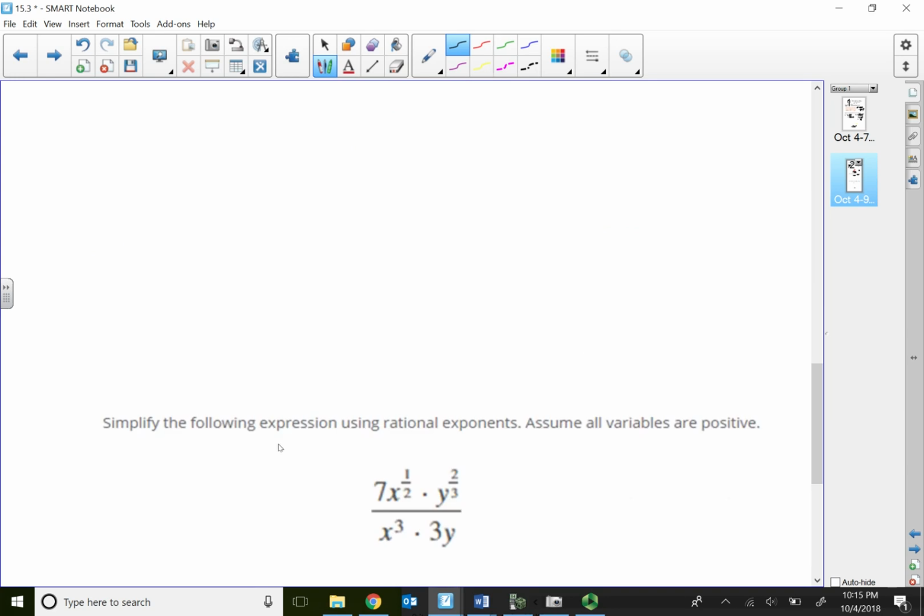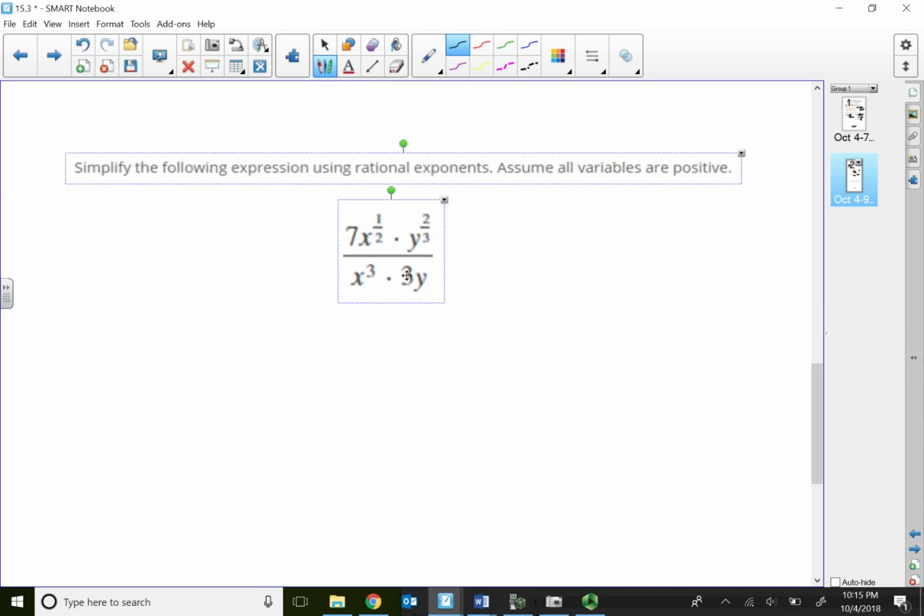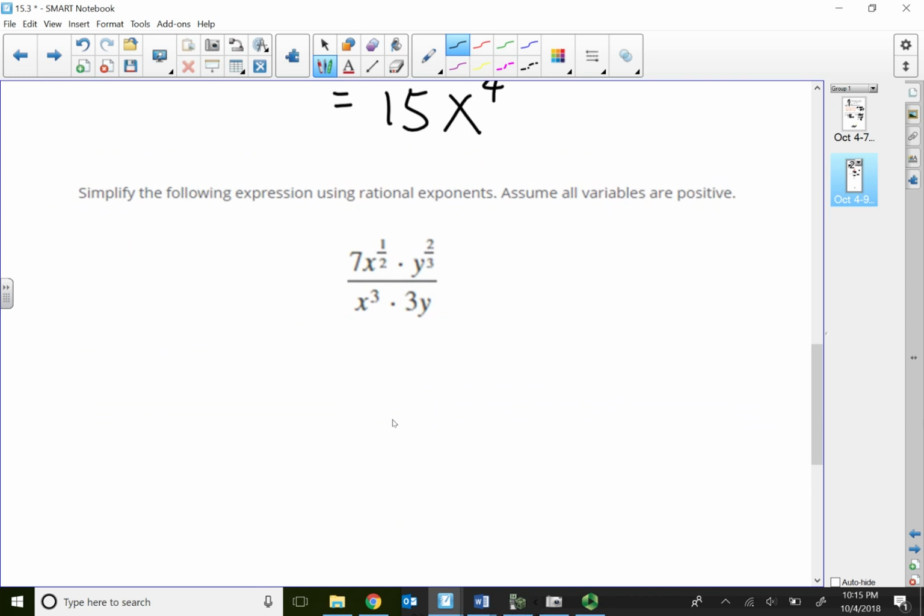All right, this will be a quotient rule. But in this particular example, I got 7 on top, 3 on the bottom. They cannot be reduced. So I'm still going to have 7 on top for the answer.